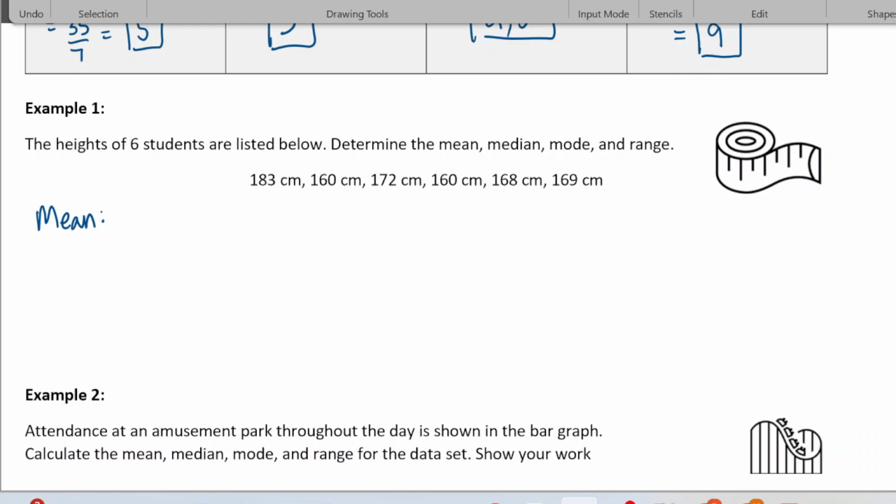So I'm just going to rewrite this data set. So it's the heights of 6 students. So the smallest is 160. Then I have another 160. And just so I can keep track, I like to cross things off as I'm writing them. Then we have 168, then 169, then 172. Oops, I forgot to write centimeters on that last one.